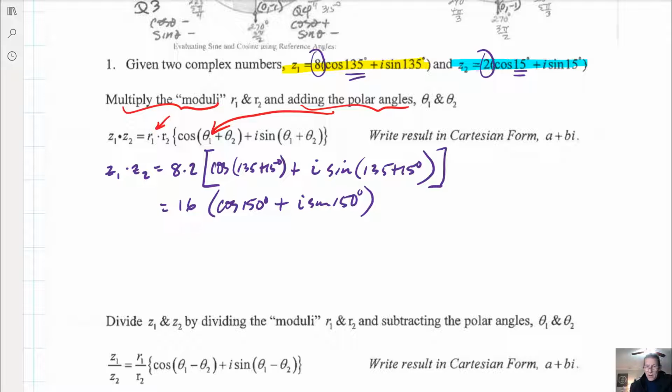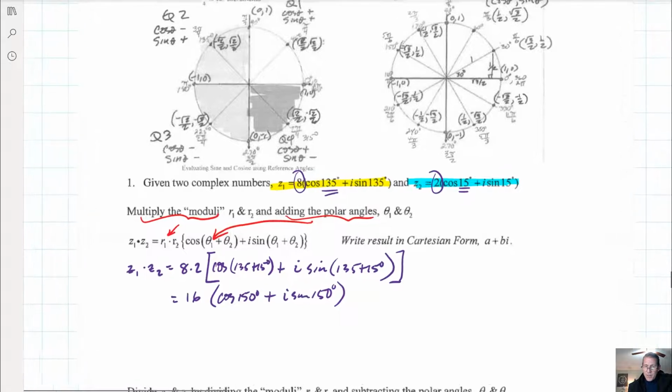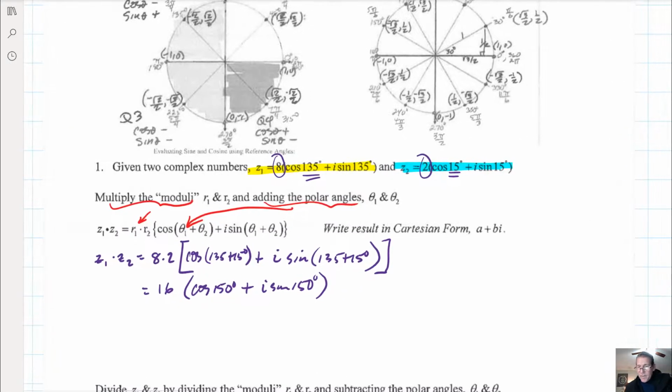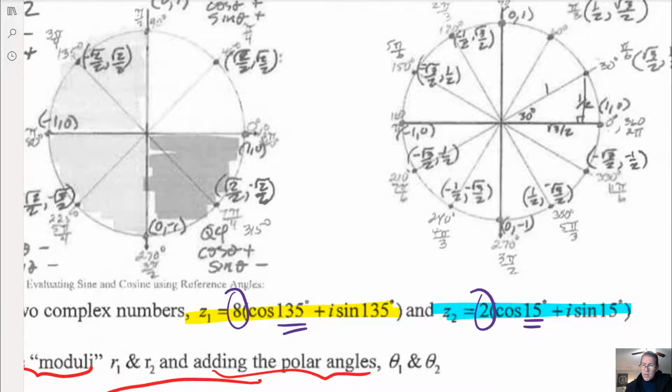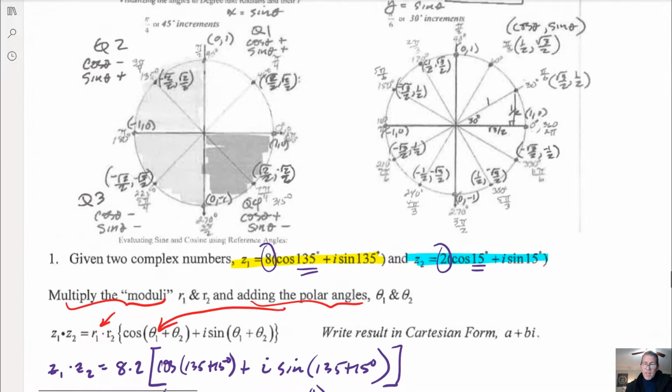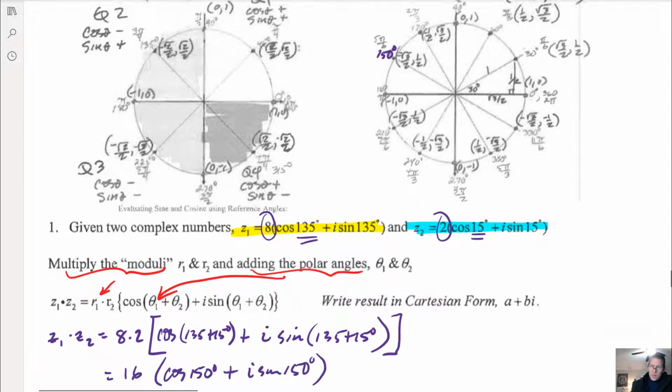Okay, and then all you do is use your unit circle. You got to find 150, which is quadrant 2. It doesn't matter which one. I broke these unit circles up into parts. So put the angles that are multiples of 45 on the left and multiples of 30 on the right. So 150 happens to be here, and the cosine of 150 degrees is negative root 3 over 2.